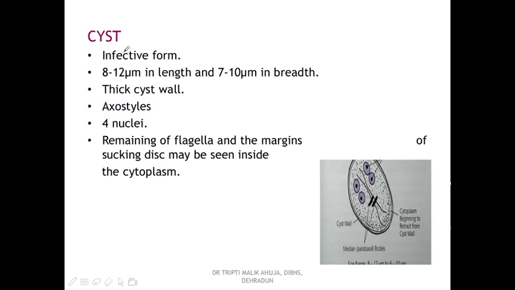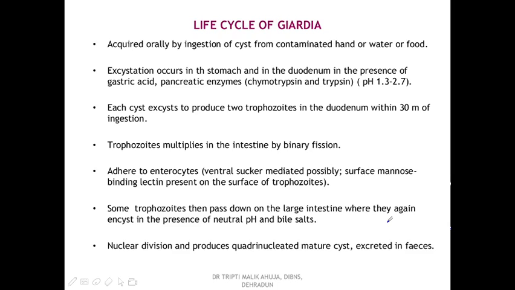The cyst form is the infective form. It is oval in shape, 8 to 12 micrometers in length and 7 to 10 micrometers in width. There is a thick cyst wall having an exostyle. Then there are 4 nuclei, which is also called the quadrinucleate cyst. The flagella are not seen because they are remnants present inside the disc, and the sucking disc may also be seen in the cytoplasm.